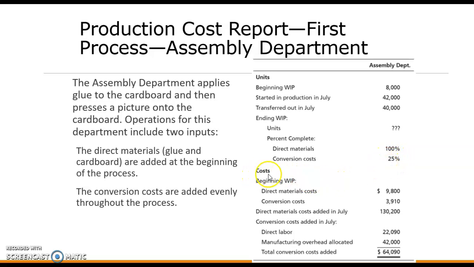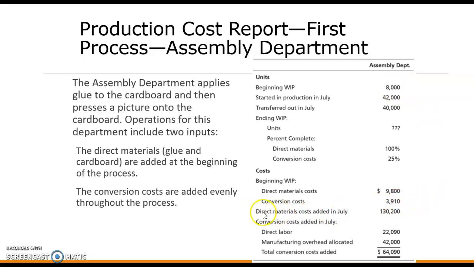Okay, as far as our costs, for the beginning work in process, that's these 8,000 units that came over from June. We have direct materials of $9,800, conversion costs of $39.10. So together, the direct materials and conversion costs are $13,710 of costs that came across from June from those 8,000.